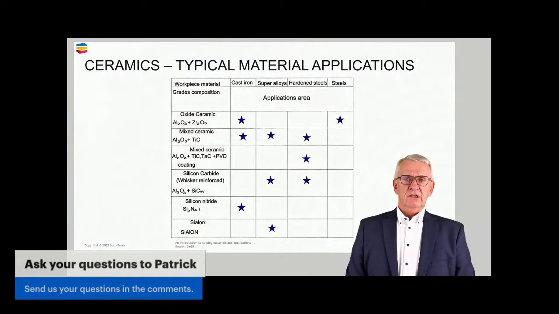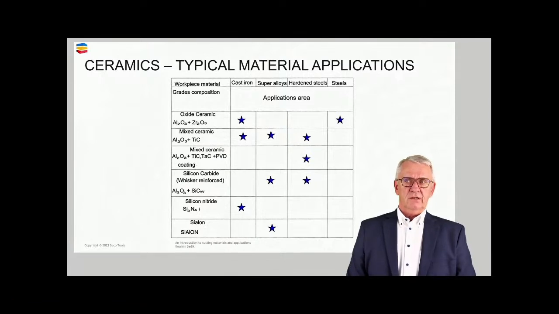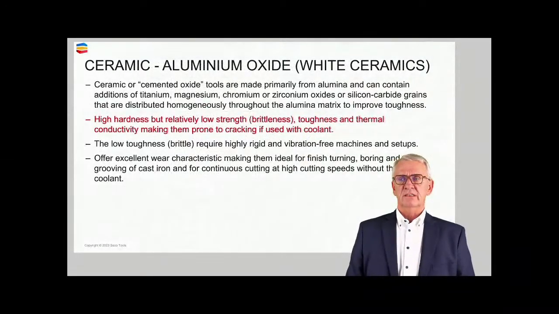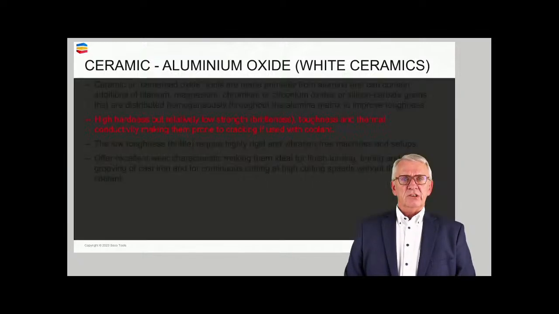Where do we use ceramics? From a material perspective, I would say roughly in all materials: cast irons, superalloys, hardened steel, steels. Perhaps some exception for stainless steels, but even so, it's possible. But the selection process is important, and not every ceramic will fit every workpiece material. You have to make sure that you make the correct selection.